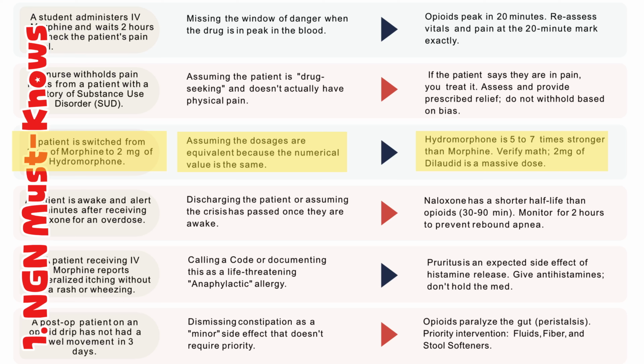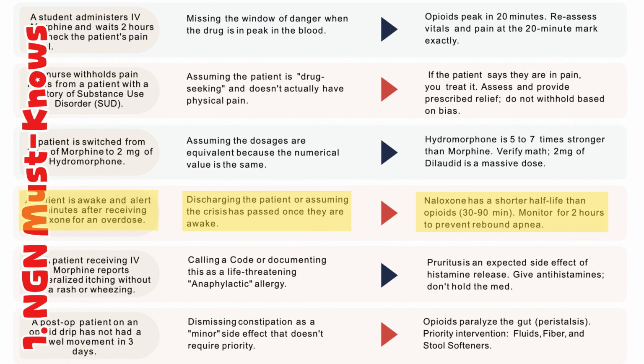2 milligrams of morphine and 2 milligrams of hydromorphone are not equivalent. Hydromorphone is 5 to 7 times stronger, so verify the math every time. And after naloxone reverses an overdose, don't assume the crisis has passed just because the patient is awake. Naloxone's half-life is shorter than most opioids, so monitor for a full 2 hours to prevent rebound apnea.